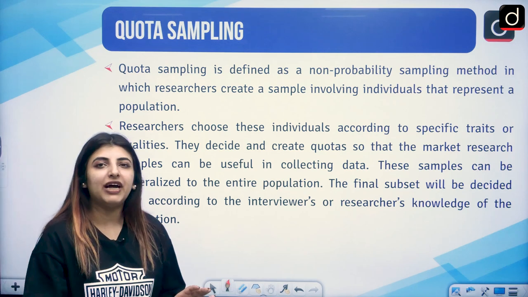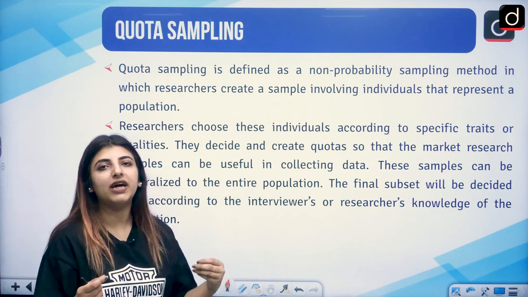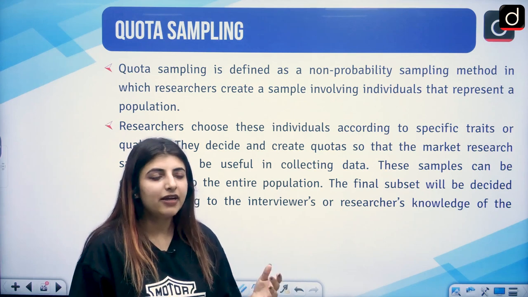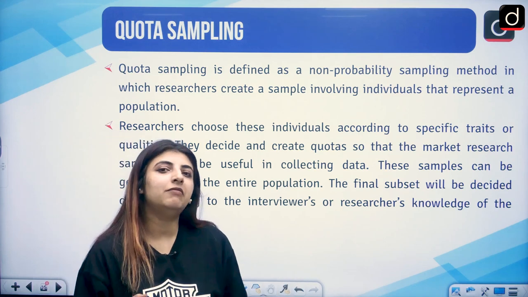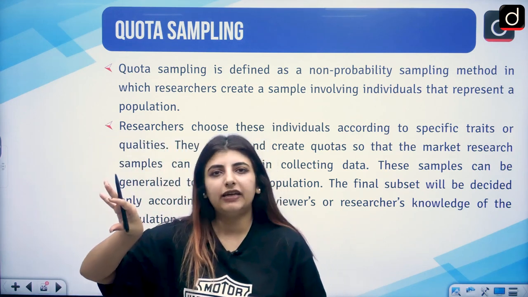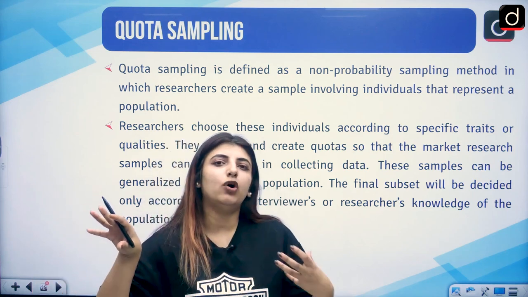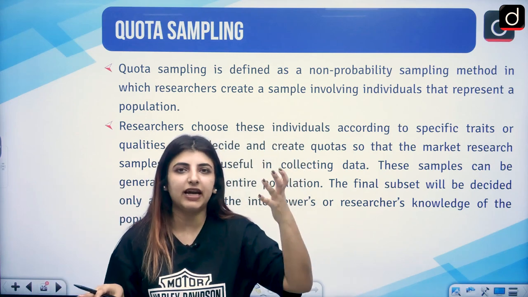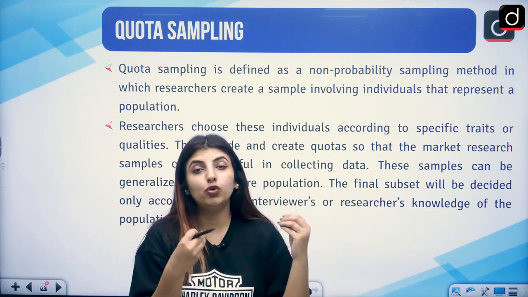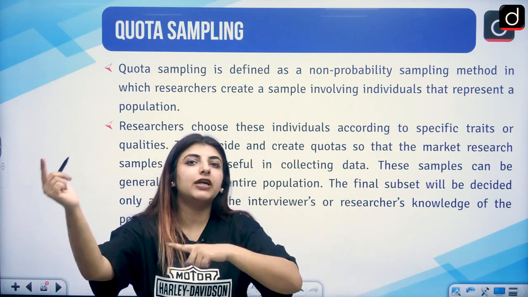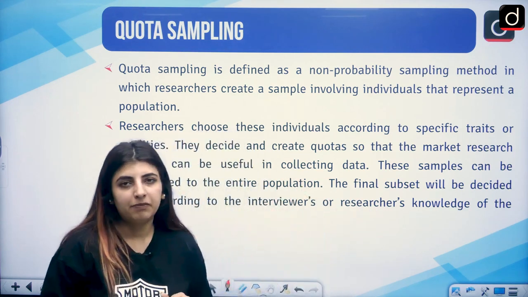Then comes quota sampling. Now what are quotas? Quotas are fixed categories, right? Now you all must be thinking that ma'am is telling us that quotas are also categories and groups, and of course stratified sampling means strata are also groups. So how is quota different from the stratified sampling technique?